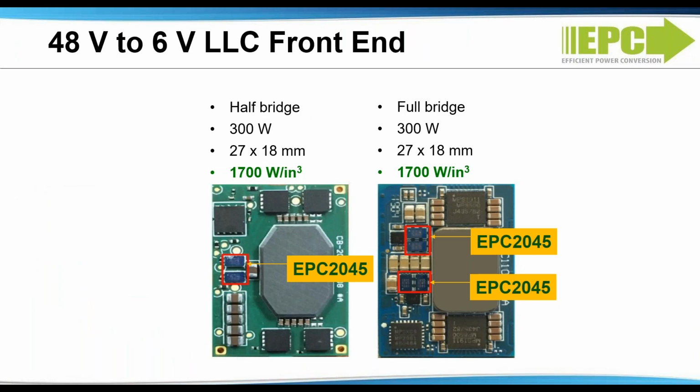There are multiple topology solutions for a 48 volt to 6 volt intermediate bus. However, as we'll show, the LLC topology offers the best system efficiency and high power density. Here are two solutions already shipping in volume using 100 volt eGaN FETs. The two modules shown from different vendors convert from 48 to 6 volts and are 300 watts in a super small 27 by 18 millimeter size. Both modules reach a very high power density of 1,700 watts per cubic inch, thanks to eGaN enabling 1 megahertz operation.